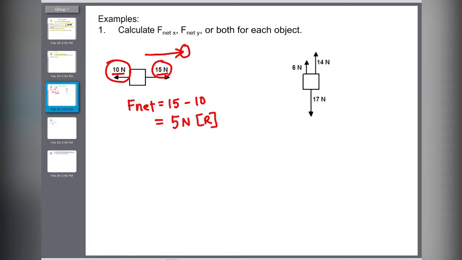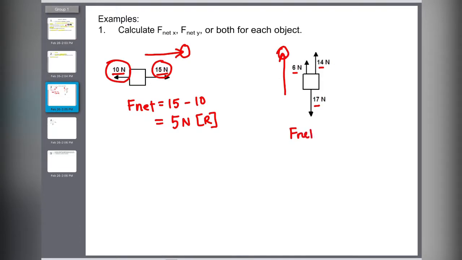All right, now you have this picture: 14 to the top, 6 to the top, and then 17 to the bottom. So if I ask you, what do you think the direction of the net force should be? It should be going up this way, right? Like if you think about it. So if this is the positive, if you made a mistake, it's okay. All you have to do is flip the direction.